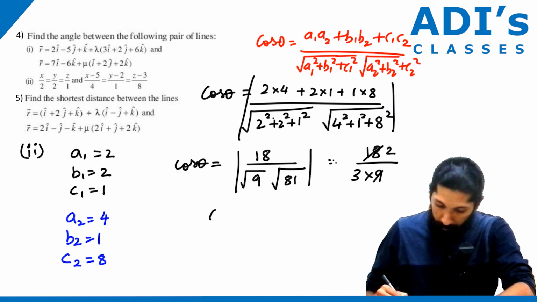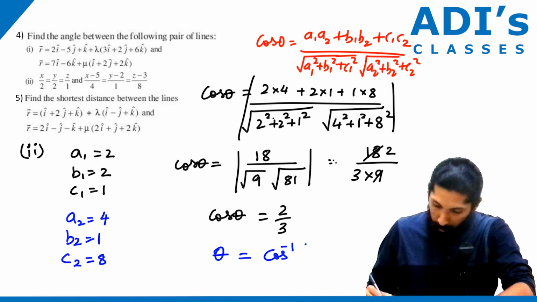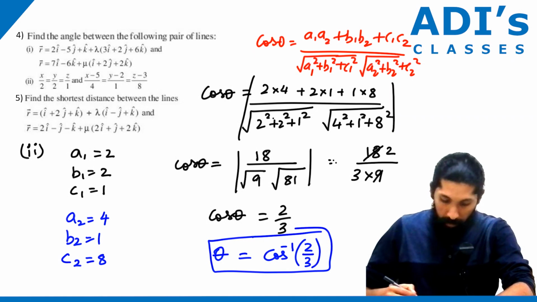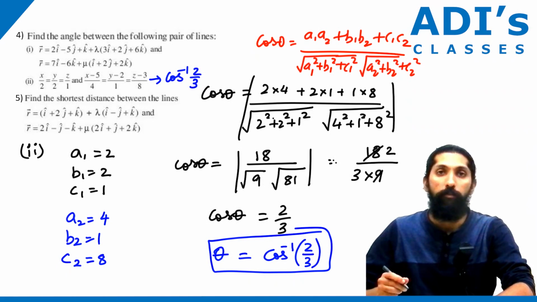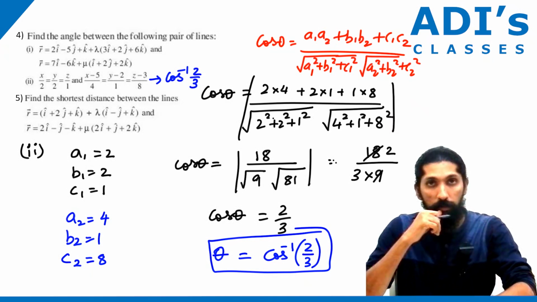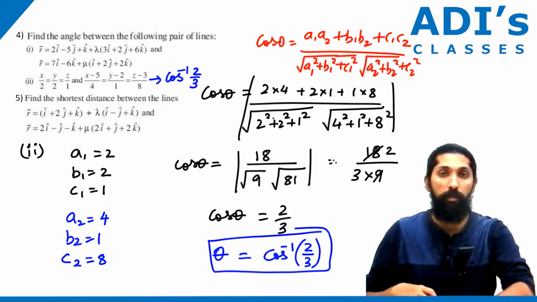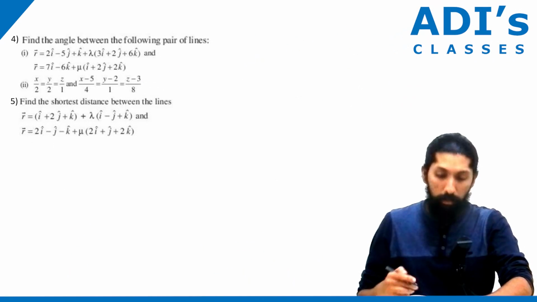So what do we get? We get cos theta is equal to 2 by 3. So what is theta? Theta is cos inverse 2 by 3. So this is going to be the answer. So for the next one, it is cos inverse 2 by 3. Fair enough? Now this is how you solve finding the angle between the two lines. Now the last one, the shortest distance between the two lines. We will solve this now.